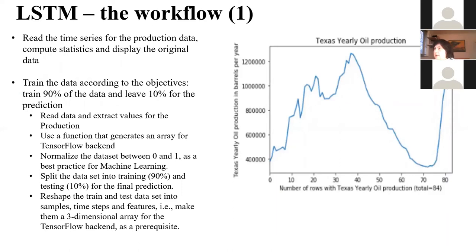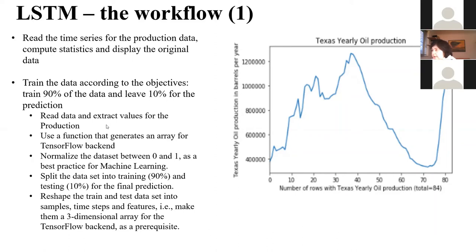Same thing for LSTM, the workflow. You have to read the data for the production data, compute statistics, and display the original data, which is what I'm showing here for the oil in Texas. Then you have to train the data according to the objectives. Here I train 90% of the data and left 10% for the prediction.